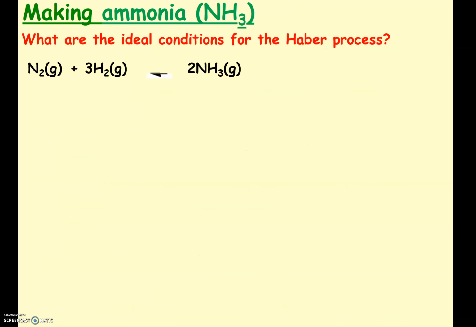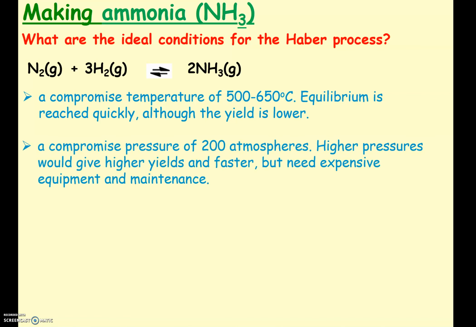So, the ideal conditions for the Haber process. A compromised temperature of 500 to 650 degrees Celsius. Equilibrium is reached quickly, although the yield is lower. If that temperature was even lower, your yield would be greater.